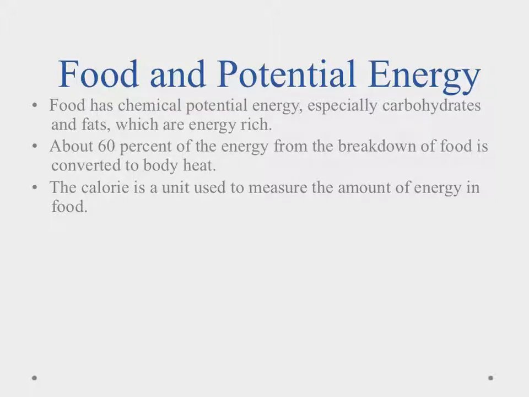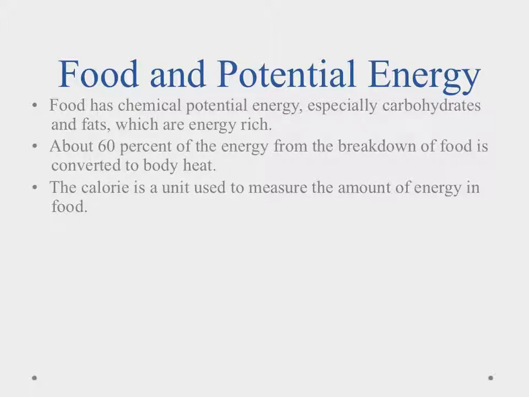Okay, so the ultimate source of energy for us comes from our food. And food has what they call chemical potential energy, and that's energy that's stored in its bonds. When those bonds are broken, it'll release energy that can be used for other things. Now, carbohydrates and fats are considered energy rich, and that's because they have a lot of bonds that are able to be broken to get this energy. And remember, we don't get the energy straight from the food. We have to convert it into ATP first.